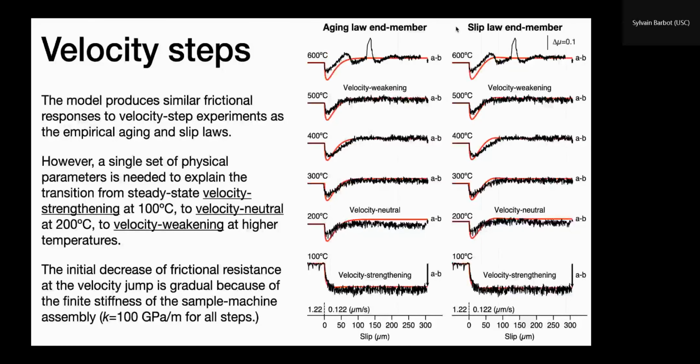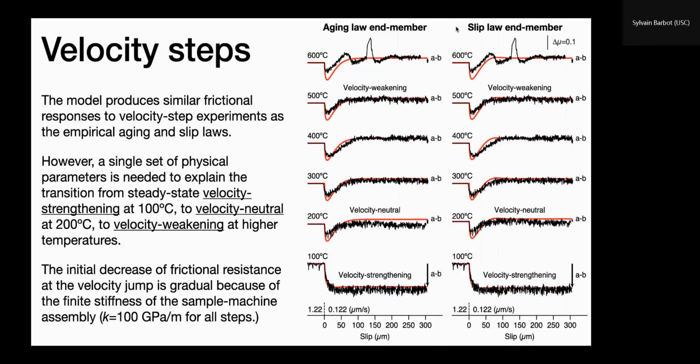And then Professor Hay was grateful enough to send me some of the raw data that were used to make these measurements to calculate A, B, and A minus B. And these are shown here in black as a function of slip. And these are downstep velocity jumps. So we go from almost 1 micrometer per second to 0.1 micrometer per second. And this is done at different temperatures, right? 100 degrees, 200, all the way to 600.